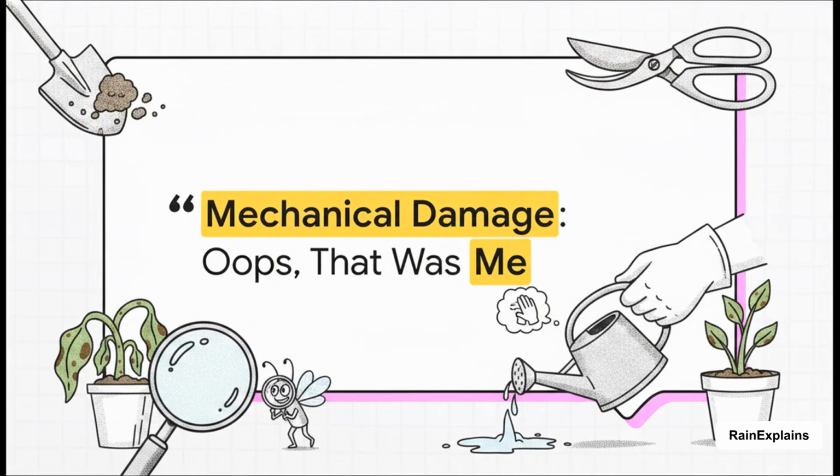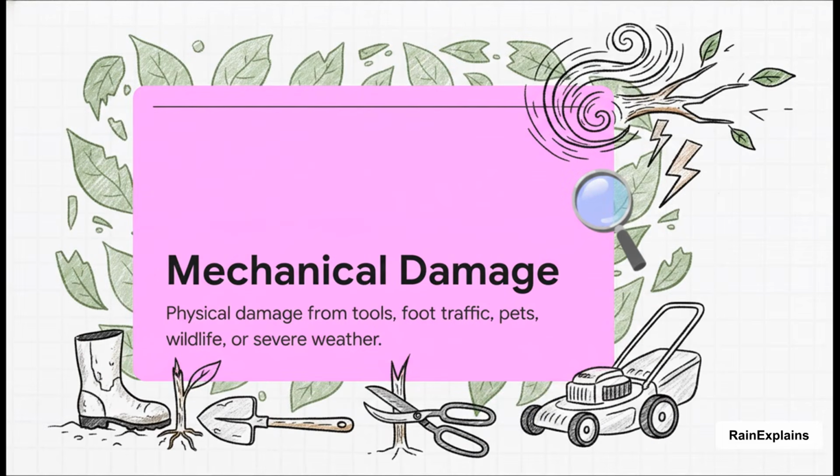Which brings us to the ultimate plot twist of our mystery. Just when you think you're hunting down some microscopic fungus or a stealthy, invisible bug, you realize the call is coming from inside the house. Yep, it is time to talk about what we like to call, oops, that was me. We really need to pivot hard here into mechanical damage. This is a non-living, abiotic stressor that basically just boils down to physical trauma. We are talking torn bark, crushed stems, and exposed roots. And while it can be caused by severe weather or wildlife, most of the time, it's courtesy of heavy boots or our own yard tools.